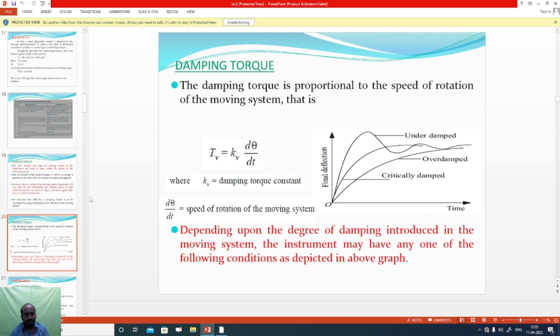The damping torque is proportional to the speed of rotation. Depending upon the degree of damping introduced in the moving system, the instrument may have any one of the following conditions: underdamped, overdamped, or critically damped.